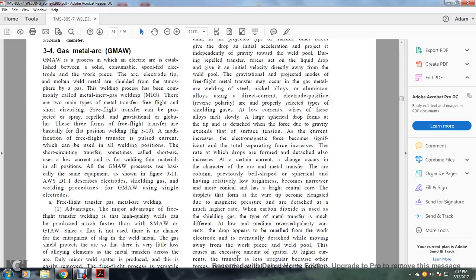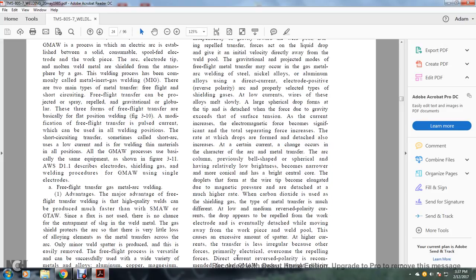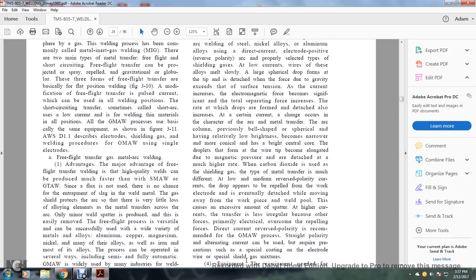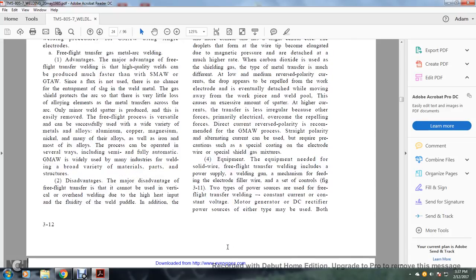High current transfer is less irregular because forces other than electrical ones overcome the repelling force. Direct current with reverse polarity is recommended for the gas metal arc welding process. Straight polarity or alternating current can be used, but both require precautions such as a special coating on the electrode wire and special shield gas mixtures.